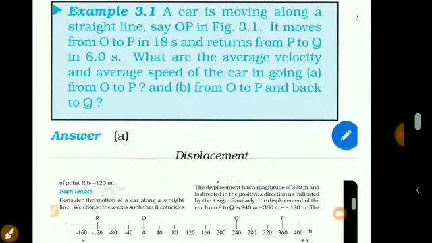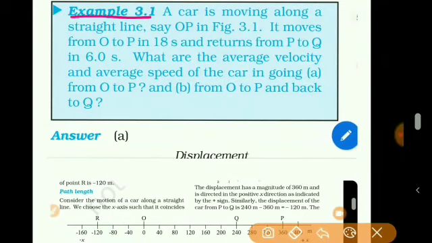Now students, example number 3.1. So here for this example, you have to consider figure number 3.1 given on page number 40. Here we have to find the average velocity as well as average speed for path OP first, and then for path OPQ.